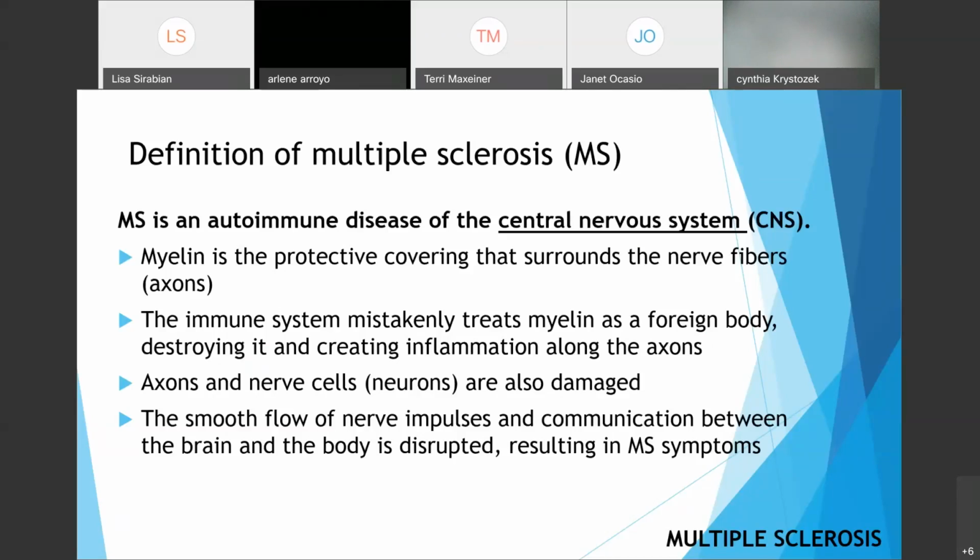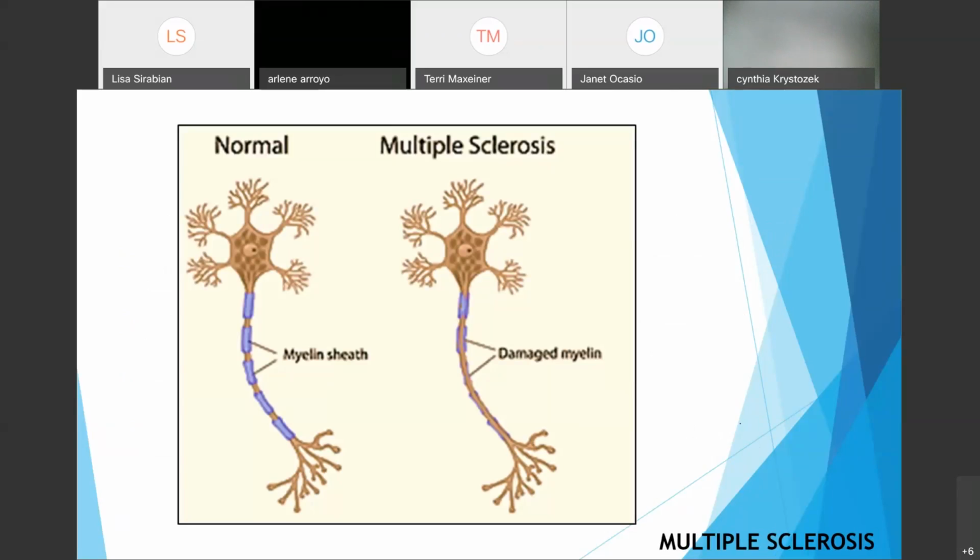And so the outcome there is that smooth flow of the nerve impulses and communication between the brain and the body is disrupted. And that's why we see the symptoms of MS. This is just a simple picture of a nerve cell where you can see the normal on the left. That myelin sheath is protected. On the right-hand side, you can see the sheath is becoming damaged over time, and ultimately, with the inflammation that ensues, the whole nerve can be damaged.